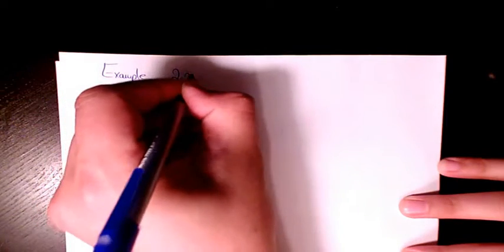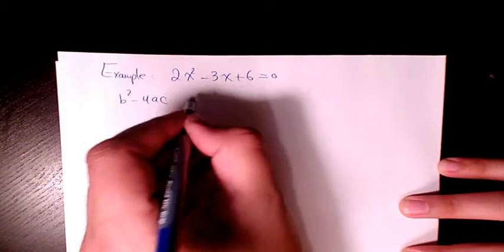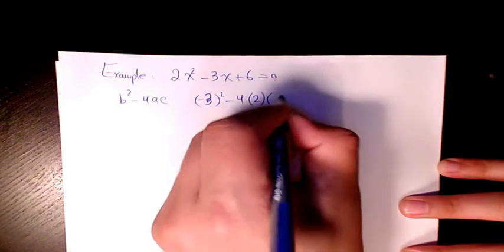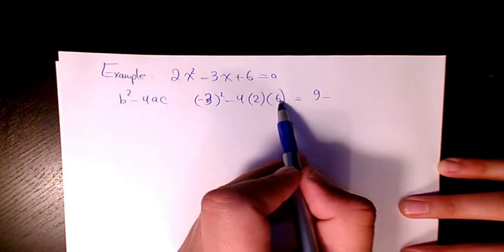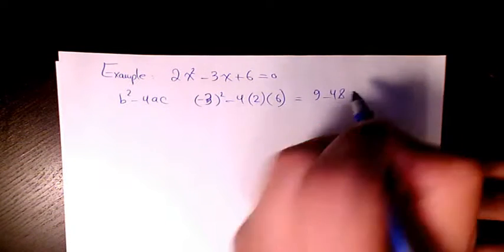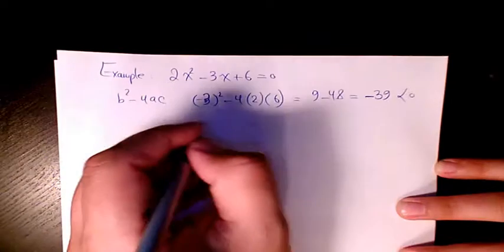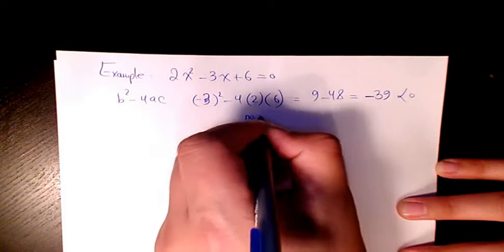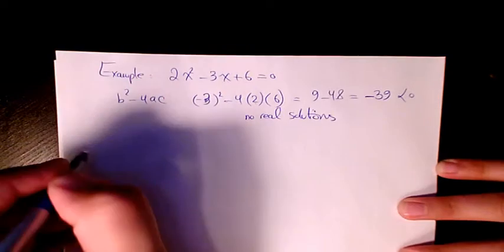We have 2x squared minus 3x plus 6 equals 0. So b squared minus 4ac, that's the answer. So it's going to be negative 3 to the power of 2 minus 4 times a times c. That will be 9 minus 2 times 4, 8 times 6, 48. That will be negative 39, and it's less than 0. So we have no real solutions. Next example.